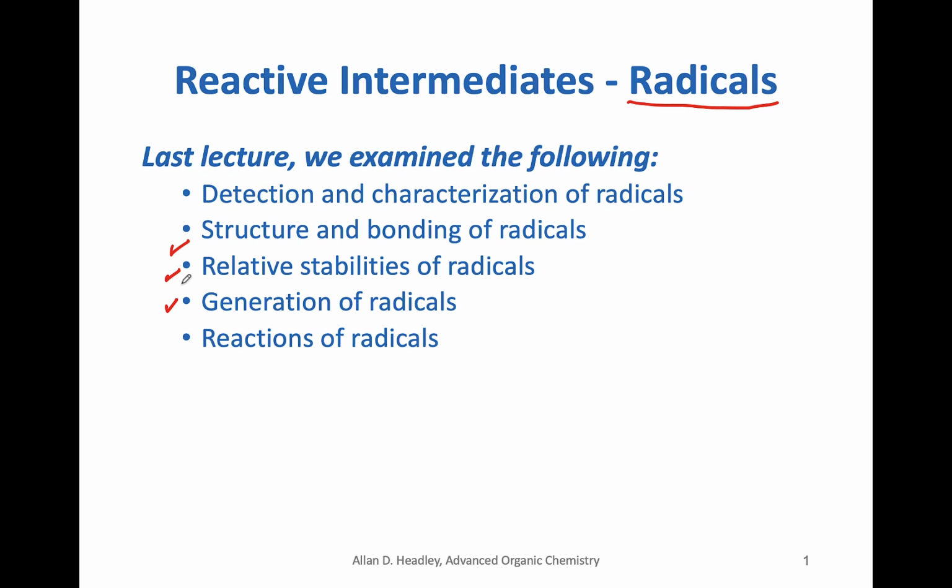We looked briefly at the generation of radicals, which is basically homolytic cleavage. Remember, it's homolytic cleavage because a single bond has two electrons, and if it's broken homolytically, one electron will go to one fragment and the other electron will go to the other fragment, hence radicals. And we briefly looked at some reactions of radicals. But we will continue our discussion today on the reactions of radicals.